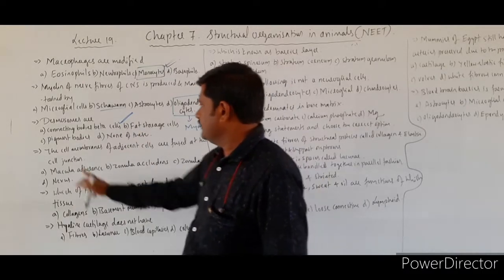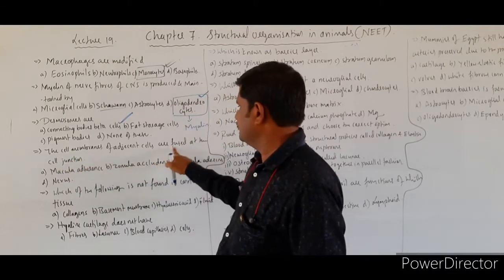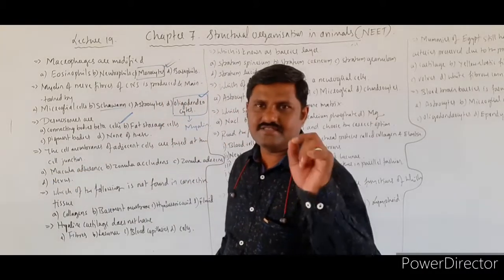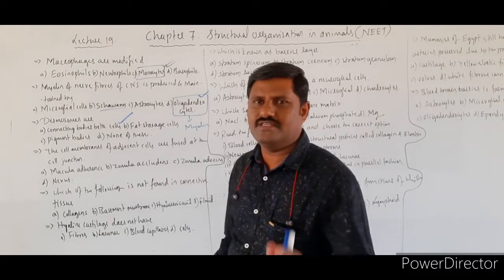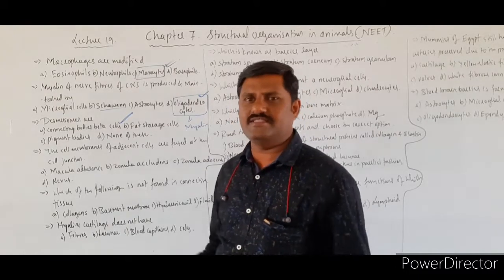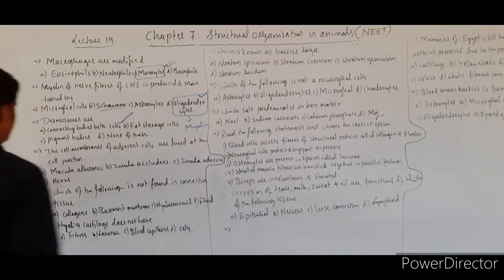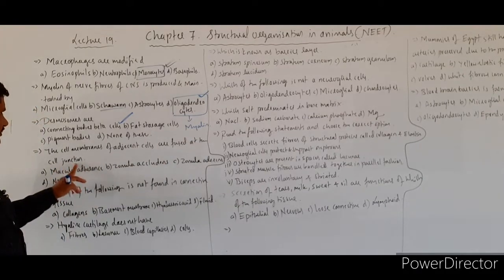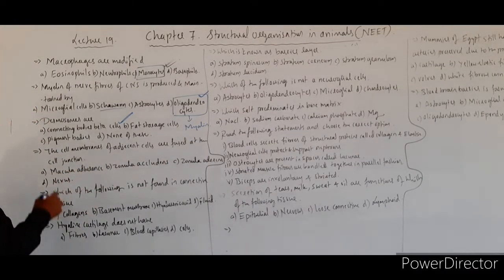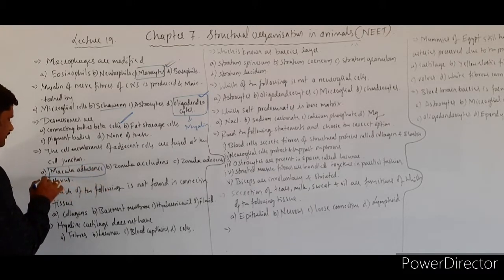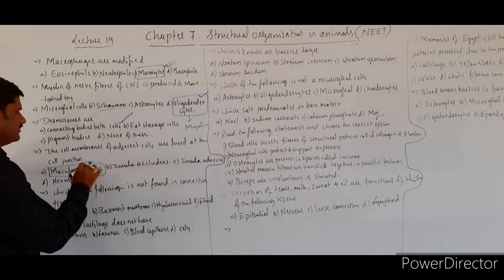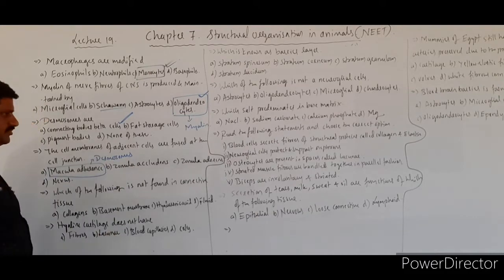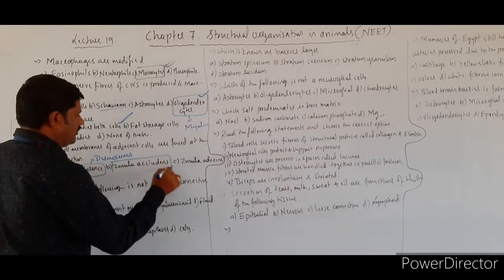So next one, the cell membranes of adjacent cells are fused at the cell junction, right? Here some important terms are given. What are these terms actually? Let us analyze them, then you will come to know the answer. The cell membranes of adjacent cells are fused at which junction? Macula adherens is one, right? These macula adherens are nothing but the desmosomes. These are desmosomes.